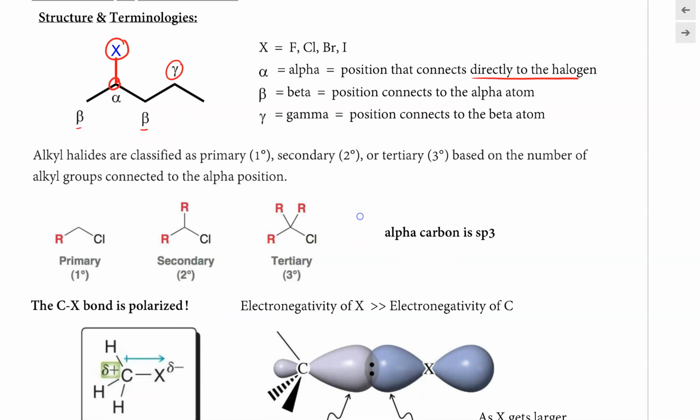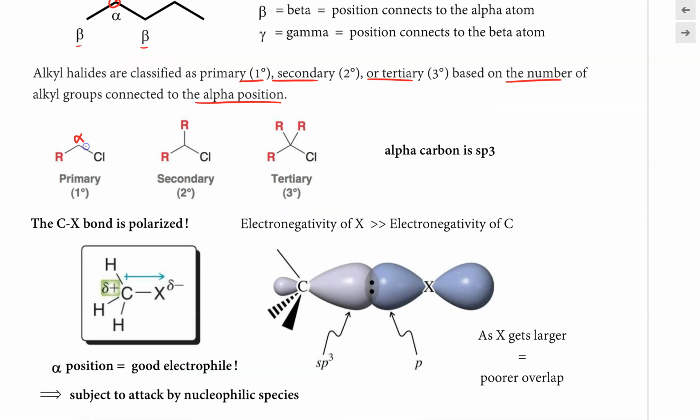And now, haloalkanes can also be classified as primary, secondary, or tertiary based on the number of alkyl groups that are connected to the alpha position. So for example, here will be the alpha carbon, and in this case, there's one alkyl group connected to this. So this will be classified as a primary alkyl halide, or a primary haloalkane. And here will be a secondary alkyl halide, because again, this is the alpha carbon, and it has two alkyl groups connected to it. And similarly, here will be a tertiary alkyl halide.